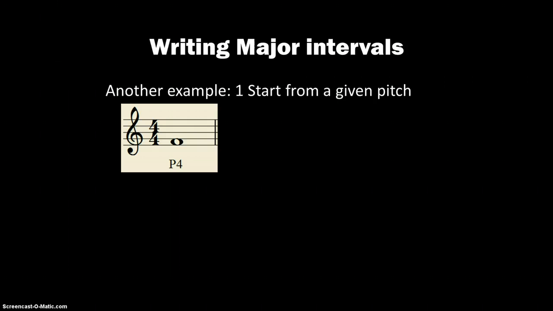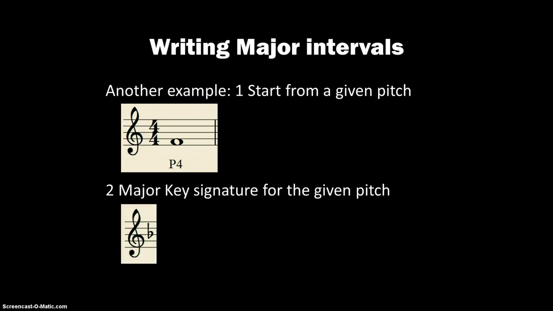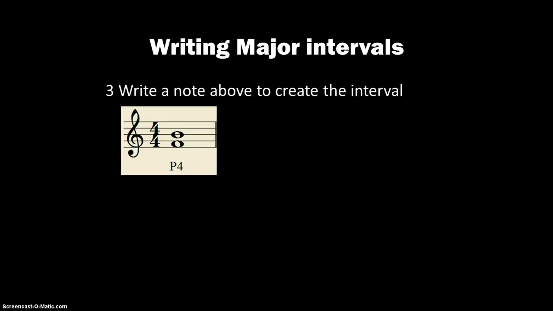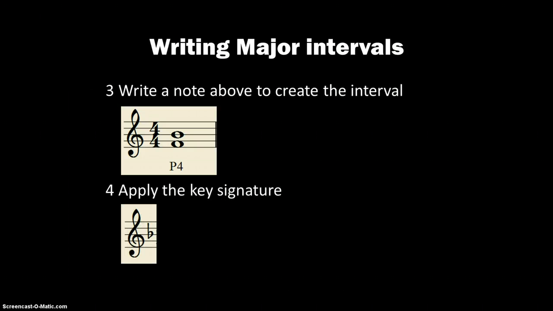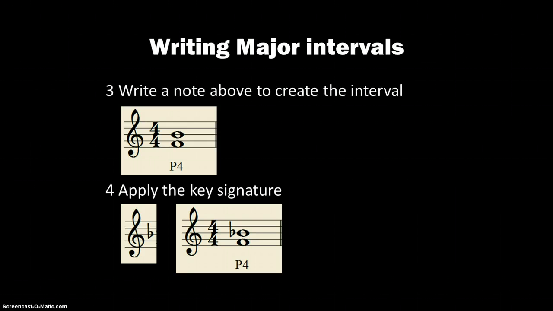Here's another example. Starting on F, and it's asking for a perfect fourth. Well, we know that the major key signature for F major is 1 flat, and that's B flat. So we're going to write a fourth above F: F, G, A, B. As I just said, B's are flat, so we need to alter that to be a B flat. Now that that fits into the key signature, by default it's a perfect fourth.